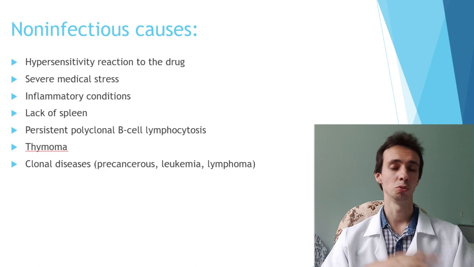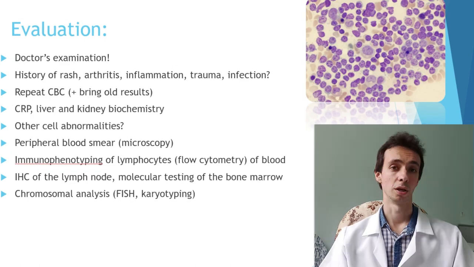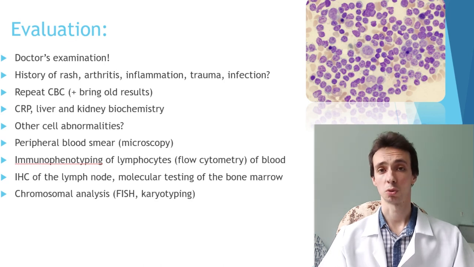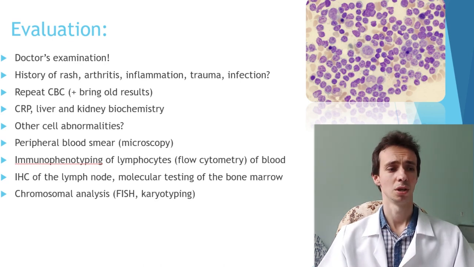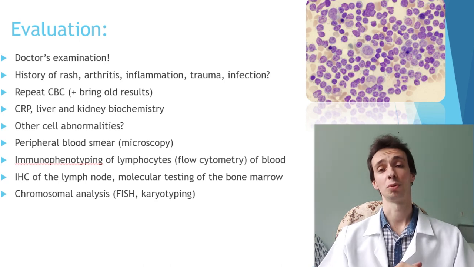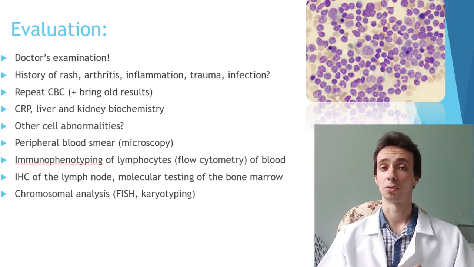Next, what should you do if you found lymphocytosis? Well, first the doctor must see you. It's obligatory. The doctor must talk to you, find out if you had any infections or inflammations, check your skin, joints, mouth, lymph nodes, touch your belly, check if you have an enlarged spleen or enlarged liver, check your breath sounds, for example, any problem in your lungs. In many cases, this may already help to make a correct diagnosis.